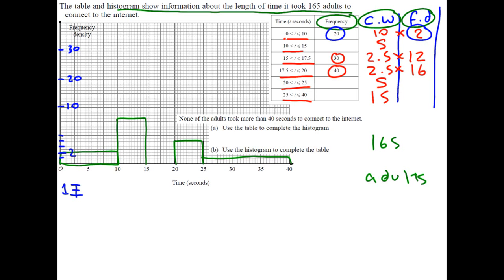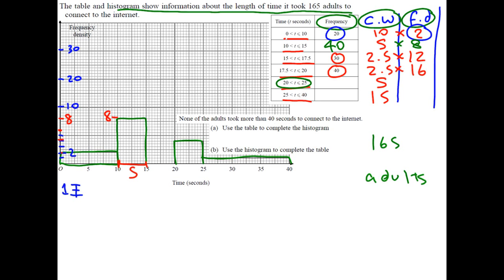So the next one that we want info about is the 10 to 15. So 10 to 15 is 5 across, and it's up here. Let's figure out how much that is. So 2, 4, 6, 8. Okay, so it's 8 high. So that means that we can fill in the frequency density of 8 and do 5 times 8 for the area, and hence for the frequency, which is 40. Okay, next 2 are done.